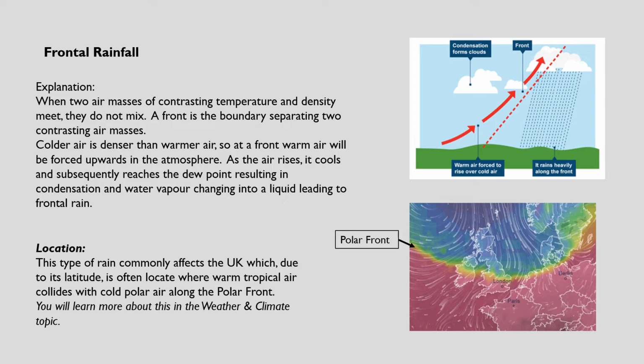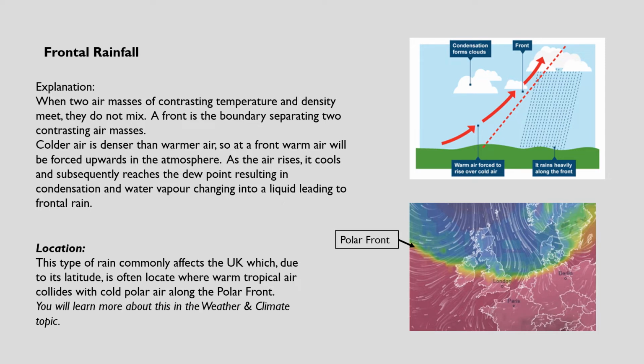This type of rainfall, frontal rainfall, involves the collision of two different air masses. So air masses are bodies of air which have different temperature characteristics and different moisture characteristics, so different density characteristics. And again, you're going to learn about this in much more detail in Year 13 when you do your weather and climate topic. When you get a collision between two air masses which have got contrasting temperatures and therefore contrasting densities, they don't just mix.